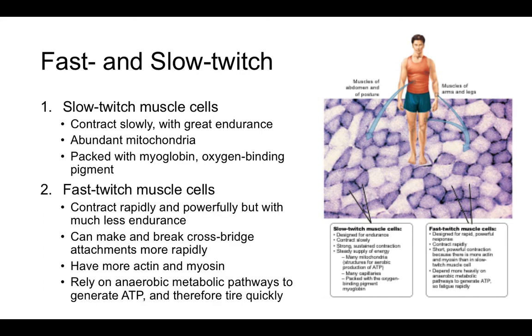And then fast twitch muscle fibers are white. As you can see them here, the red ones are the slow twitch and the white ones are the fast twitch. These contract rapidly, really, really quickly, very powerfully, but they cannot operate for that long over extended periods of time when compared to the slow twitch. They can make and break cross bridges more rapidly. They have more actin and myosin, and they typically rely on anaerobic metabolic pathways to generate ATP.